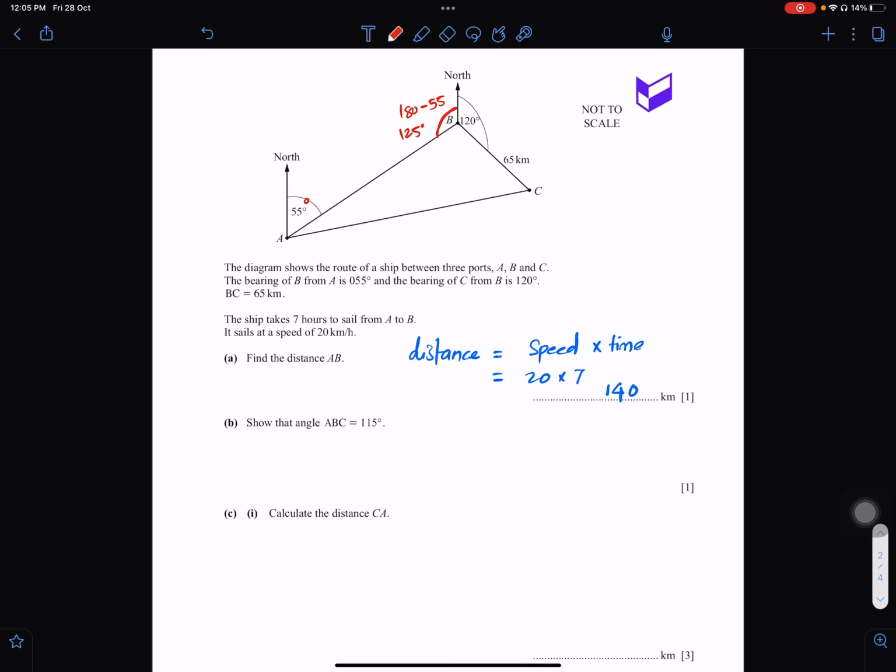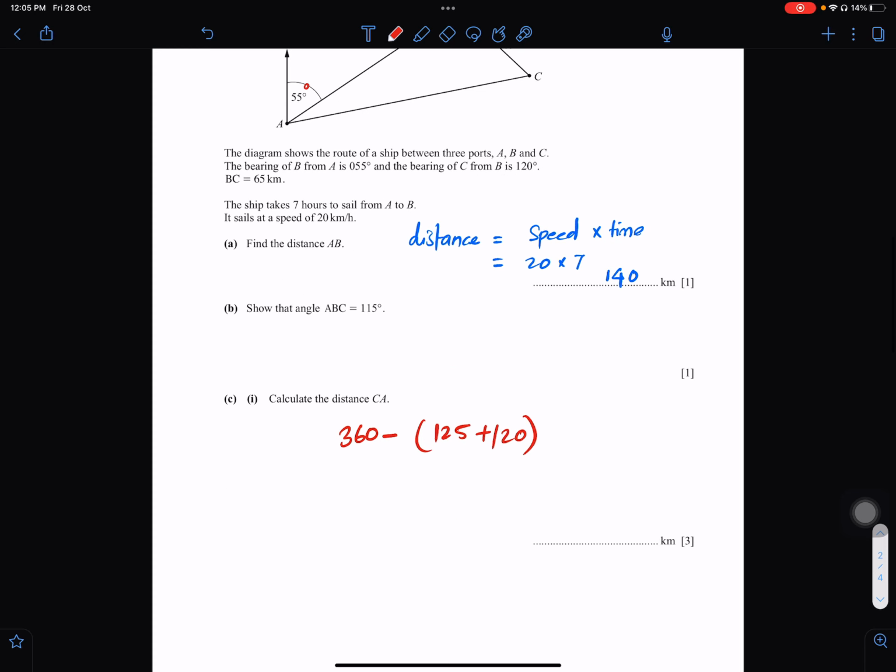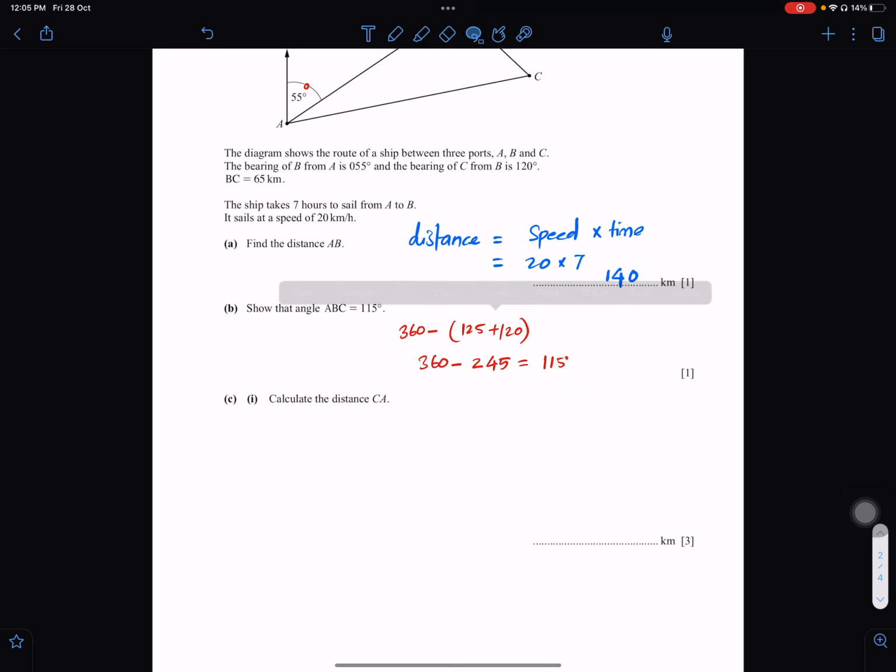Now they are asking for the angle ABC, which is this. The total here should be 360 degrees because that's a point. So you're going to subtract 125 and 120 from 360 degrees. If we do so, we get 360 degrees minus 245, and that will be how much? 115 degrees only. This is part of the B. So 115 degrees is the angle ABC.